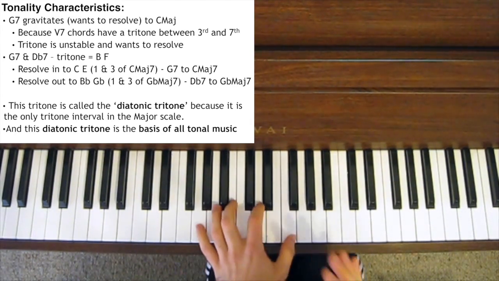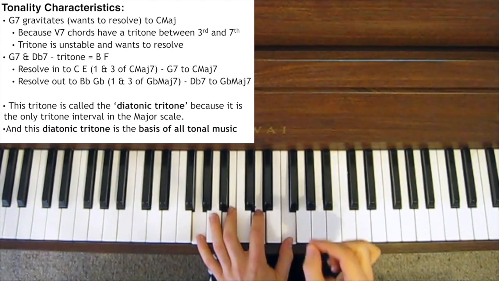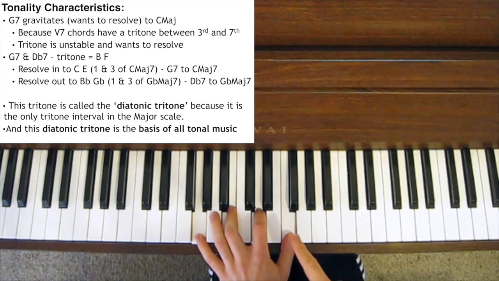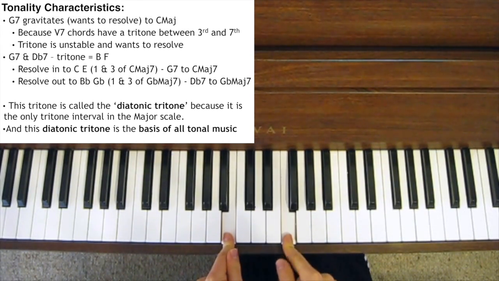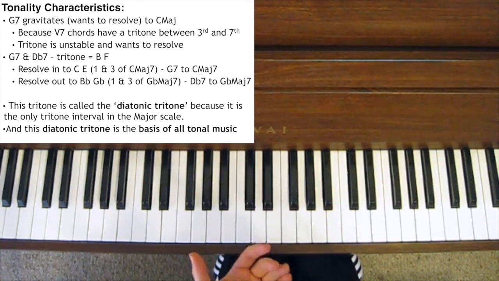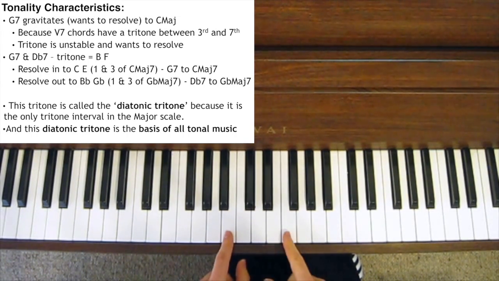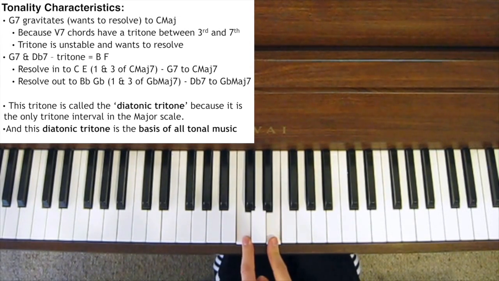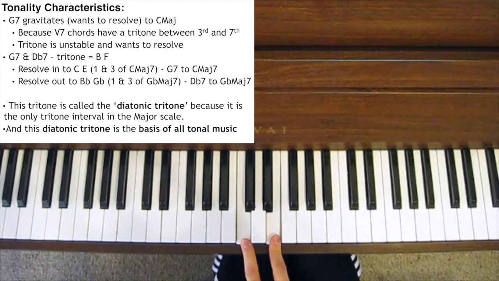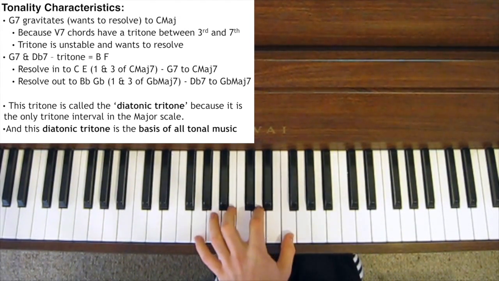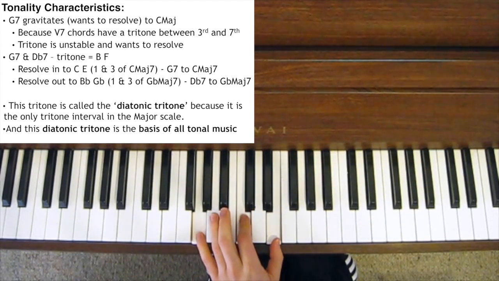Now this is because all dominant chords have a tritone interval between their 3rd and their 7th. So in the case of G7, we have the notes B and F, which create a tritone interval. Now a tritone is very unstable and is a very dissonant interval, and because it's so unstable, it wants to resolve inwards to the C and the E, which is the 1 and the 3 of a C major chord. So that's effectively a G7 to a C major.